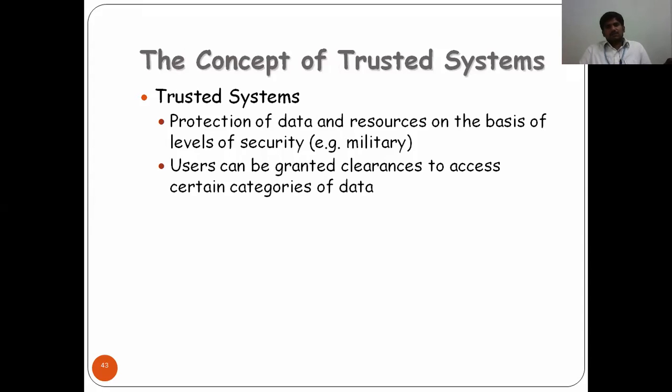The concept of a trusted system. A trusted system is the protection of data and resources on the basis of levels of security. For example, military. So how are we going to protect data and resources based upon the levels of security? The users can be granted clearance to access certain categories of the data. So how is the data going to be accessed, and at what level can we access it?